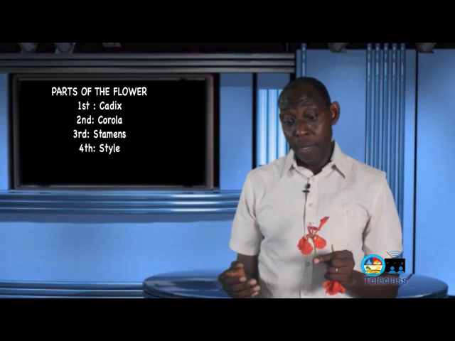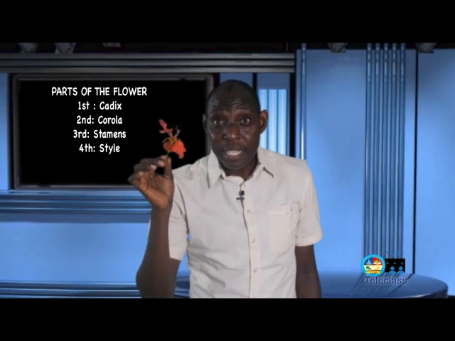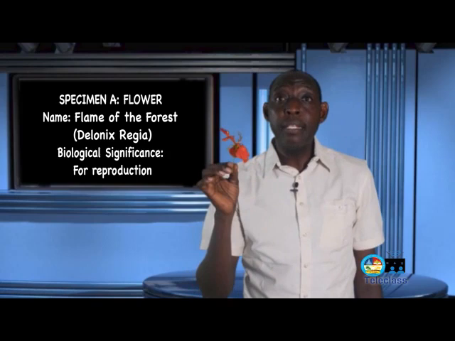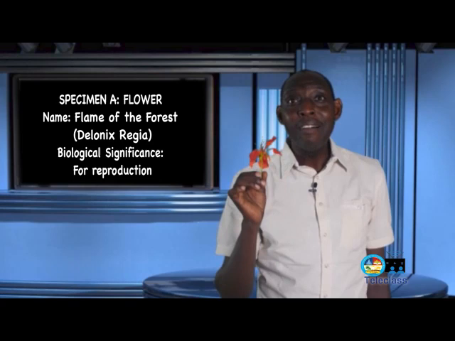You have the sepals. And if you are given this in the exam hall, first question is going to be, identify the specimen. So you say, specimen A is a flower. And you need to tell us the name of that flower. And I told you the name of the flower is what? Delonix regia, or flame of the forest, or you call it flamboyant flower.